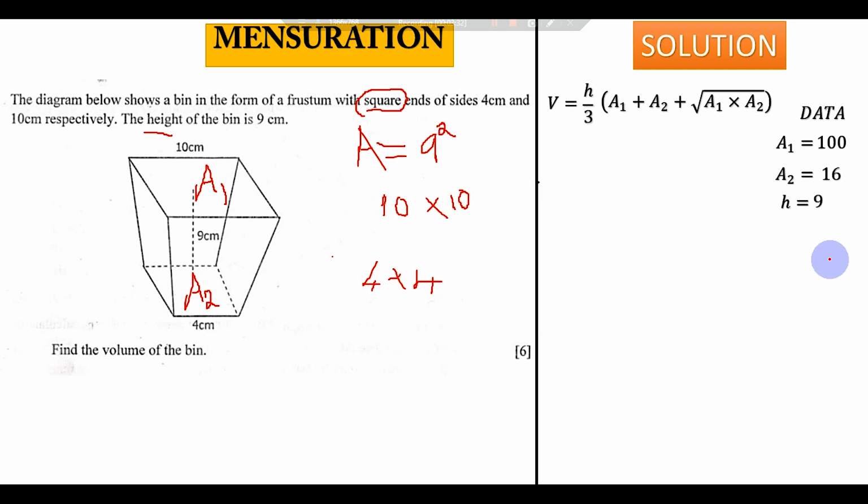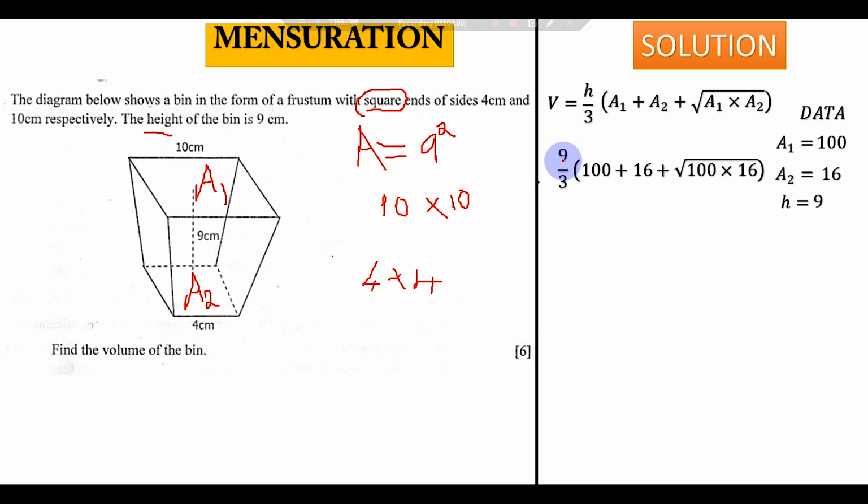Let us substitute the values in the formula. Here where there is small letter h, we put a 9, so 9 over 3, open bracket. We're going to have area 1, you have 100, plus area 2 is 16, plus in the square root, you are multiplying area 1 times area 2. So area 1 is 100 times 16. Follow the procedure. Do not rush. Here, if this number cannot go through, if it leaves a remainder when you divide into the number which is on the numerator, please leave it, you divide at the end.